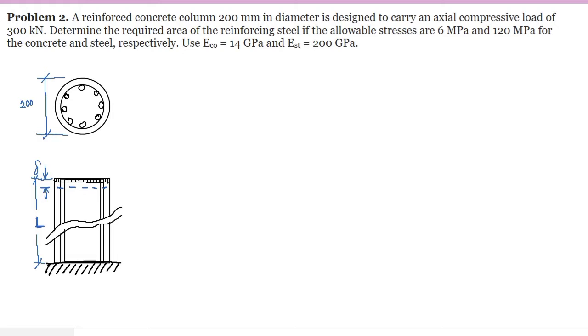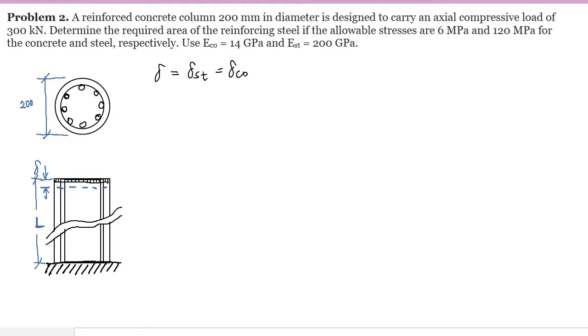Problem number 2. A reinforced concrete column 200 mm in diameter is designed to carry an actual compressive load of 300 kN. Determine the required area of the reinforcing steel if the allowable stresses are 6 MPa and 120 MPa for the concrete and steel, respectively. Use the modulus of elasticity of the concrete equal to 14 GPa and the modulus of elasticity of the steel equal to 200 GPa. So we assume that the total deformation is equal to the deformation of the steel, which is also equal to the deformation of the concrete.